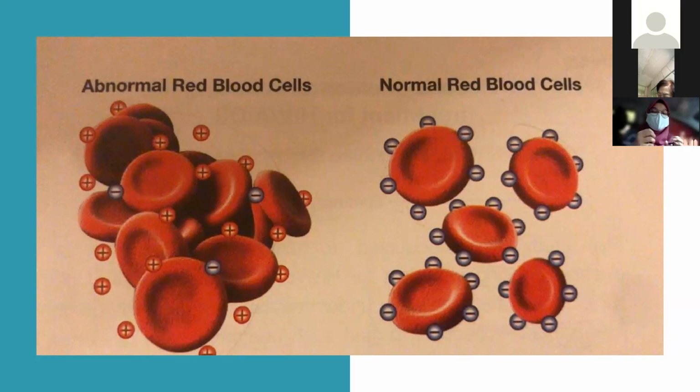All right. After using the therapy, you can see on the right side, normal red blood cells. So we replace the positive charge with the negative ion. When your negative charge is fully around your red blood cell, it will pull away. So this is what we want.